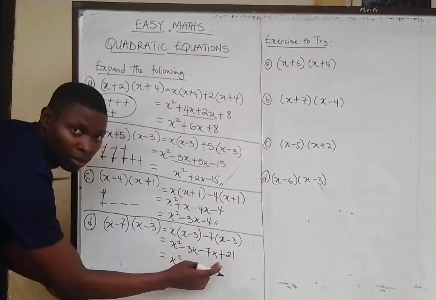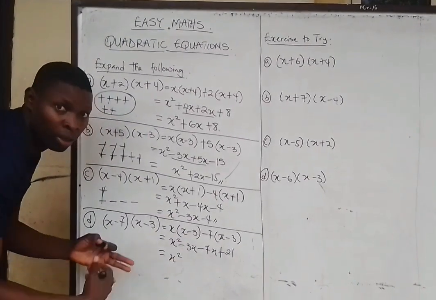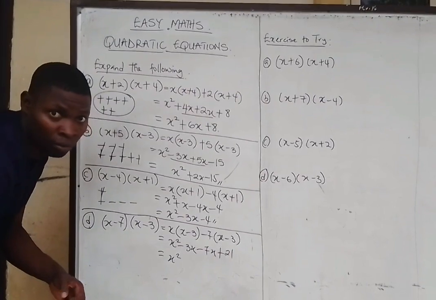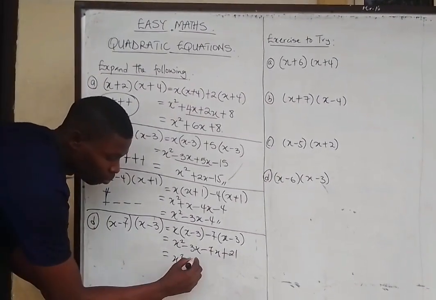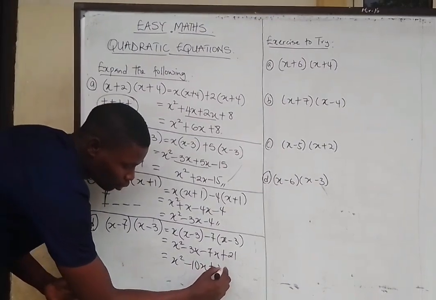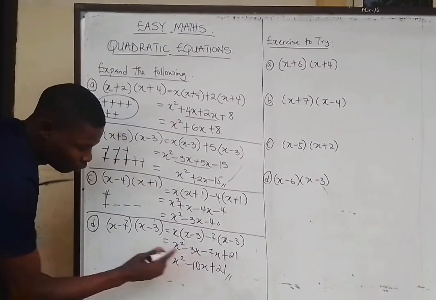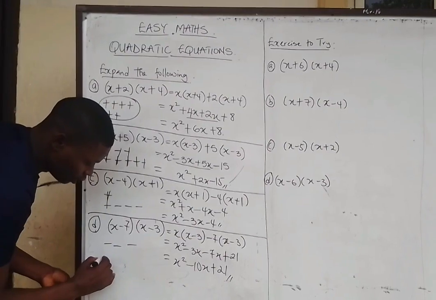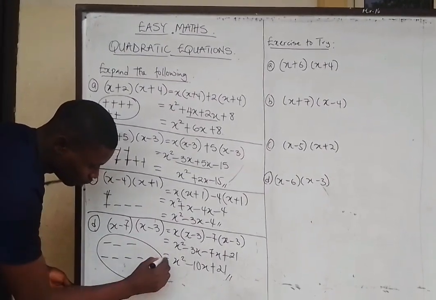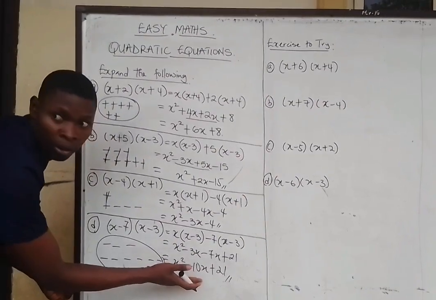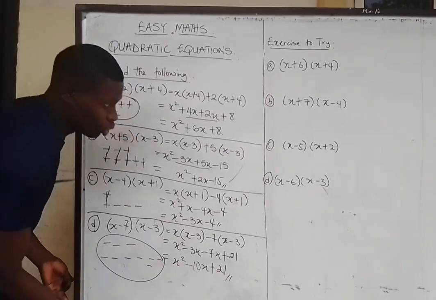If we are adding together, we're going to be having x squared here. Minus 3x minus 7x. You're having somebody you owe 3. You're having another person you owe 7. How much are you owing them all together? That will give you what? Minus 10x plus 21. Final answer. Another way to solve it, you have 1, 2, 3, and then the other one 1, 2, 3, 4, 5, 6, 7. If you add all of them together, it will give you what? Minus 10. So take note of this.